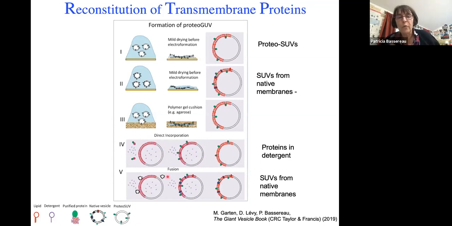And you can also use proteoliposomes, and proteoliposome proteins are usually much more unidirectional. So if you fuse a small liposome with a giant vesicle, you might end up having the protein reconstituted also in one direction. And you can also fuse native membrane SUVs.